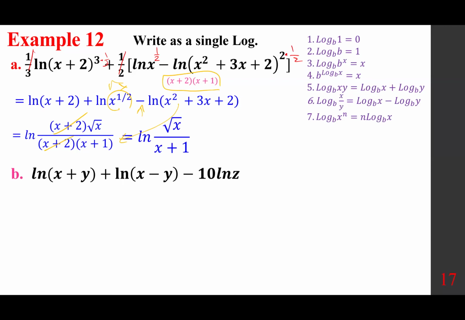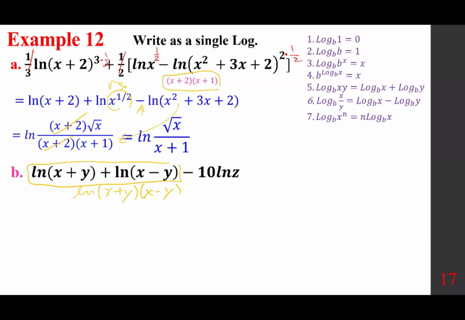Here's the next one. We want to write this as a single log, and I hope you recognize that you can put these two together as ln of (x plus y) times (x minus y), which is ln of x squared minus y squared. And because this is 10, I'm going to put it here as the exponent, and this is negative, it goes down. So we put ln of (x squared minus y squared) over z to the power of 10. Questions? I hope everybody is fine with this. Just stop me if you have any questions, everybody.